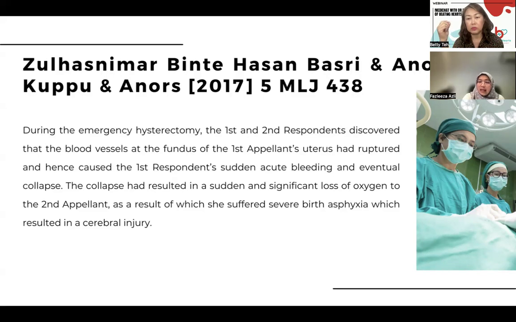So that's where the court has imported the principles, i.e. Bolam, Bolitho, and Rogers, into Malaysia. And we argued this all the way to the federal court. And as of now, this is the law applicable when it comes to medical legal cases. So before Dr. Kuppu's case, did you not adopt these three laws?